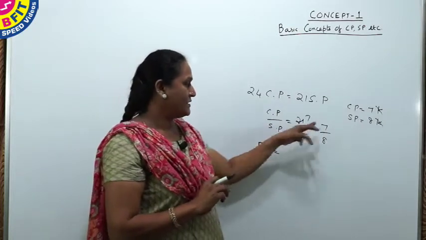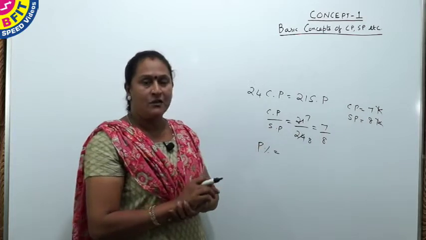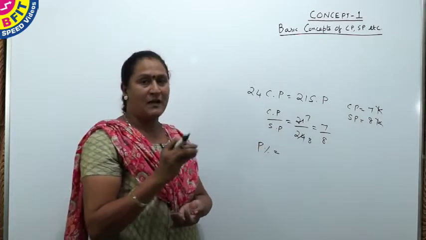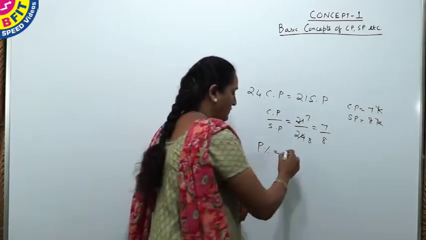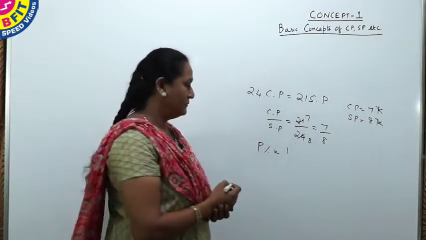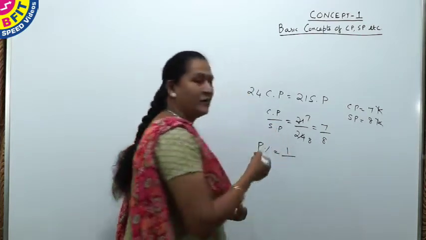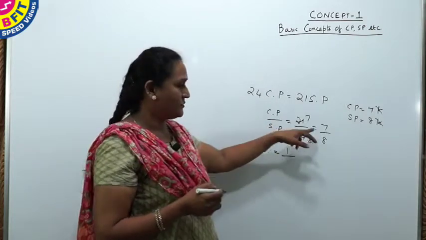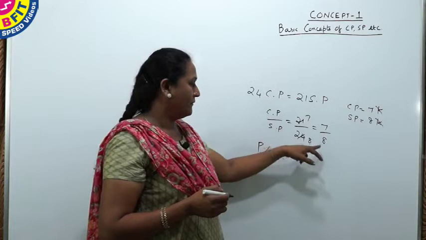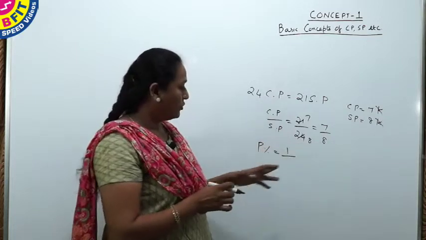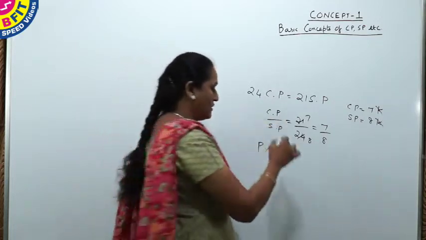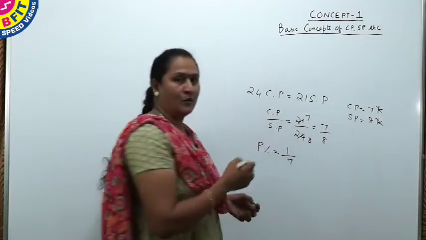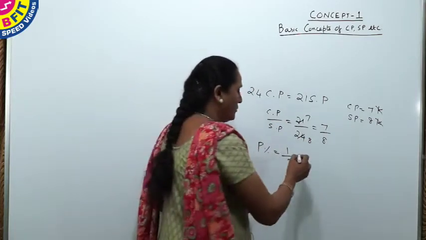When the cost price is 7 and the selling price is 8, what is the profit? 8 minus 7, 1 rupee. So 1 rupee is the profit. And how is profit percent calculated? Profit by cost price. Here what is the cost price? 7. Seeing the value 8, don't write 8 in the denominator. The cost price should be written in the denominator. So that is 1 by 7 into 100.